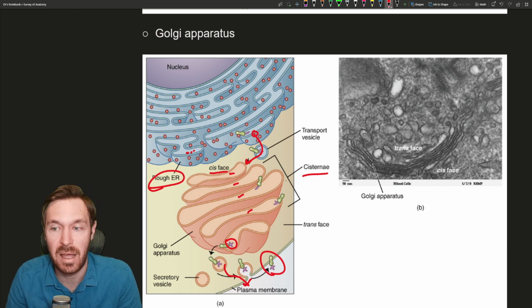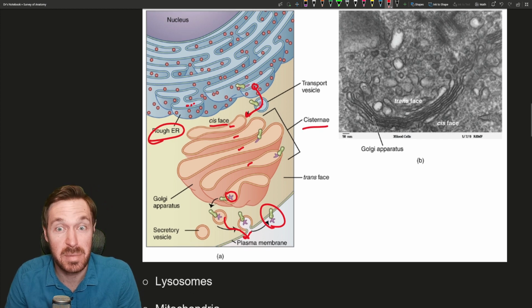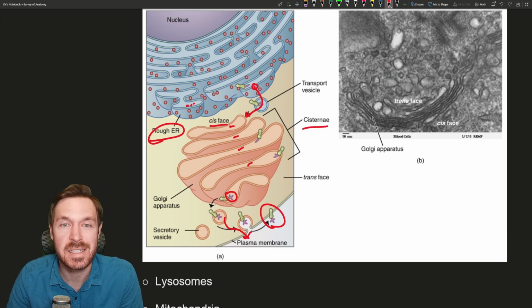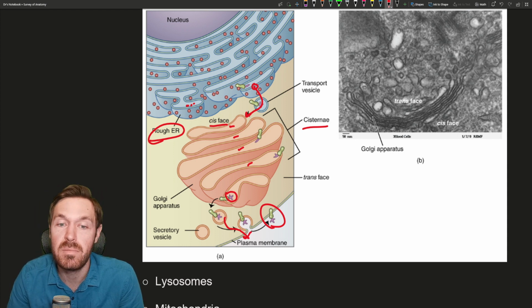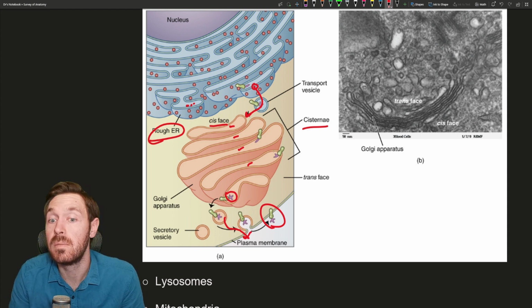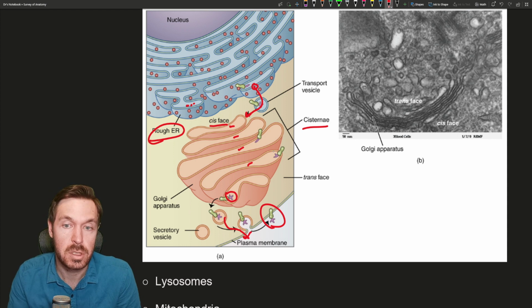But usually if you see a cell with a lot of rough ER and Golgi apparatus, that means that cell is a secretory cell, meaning it's secreting things like insulin and mucin, and most things that are secreted like that. And we'll talk about examples throughout the rest of the term too.